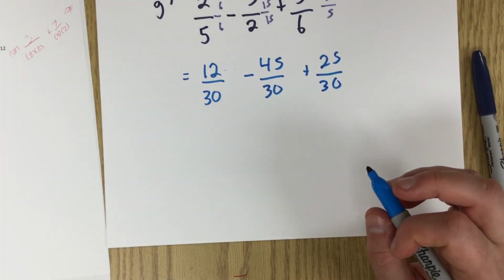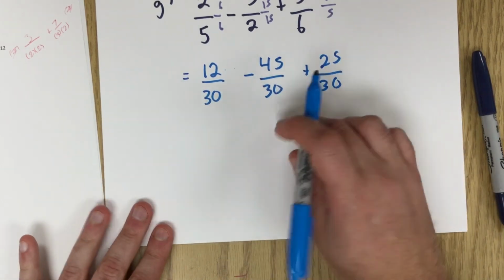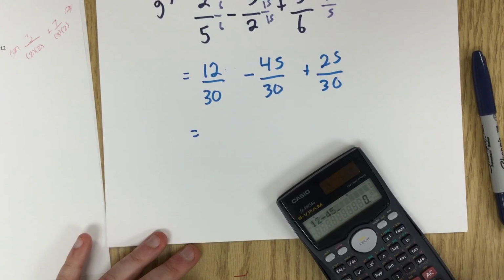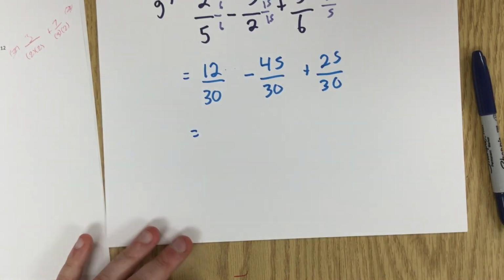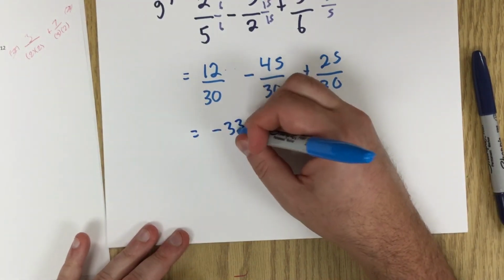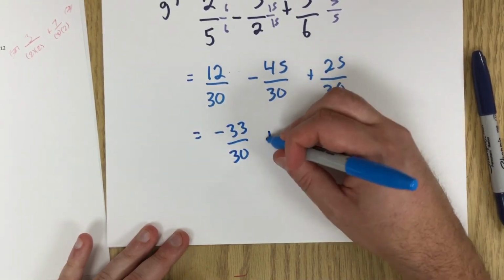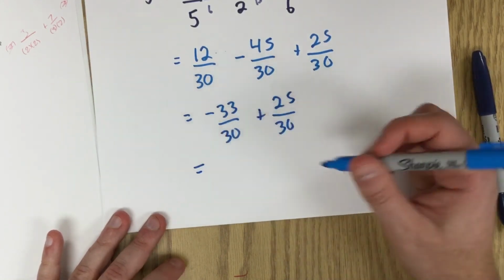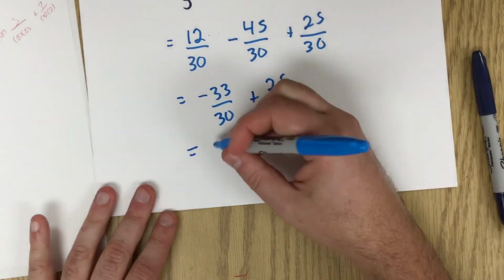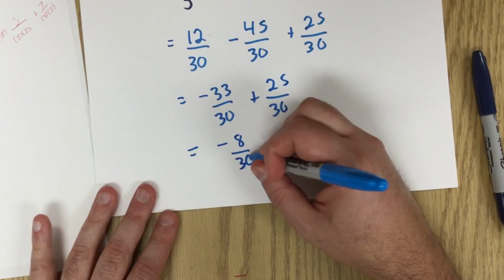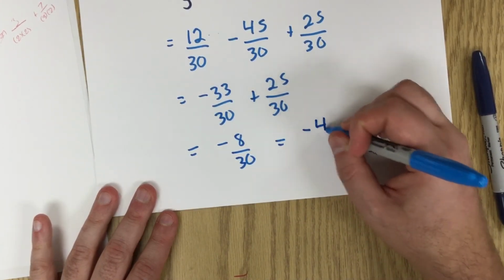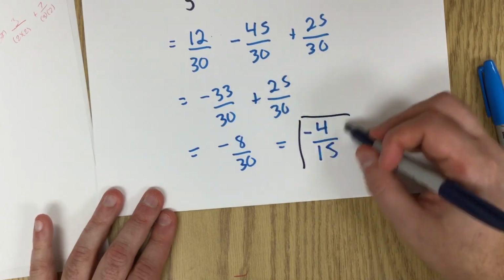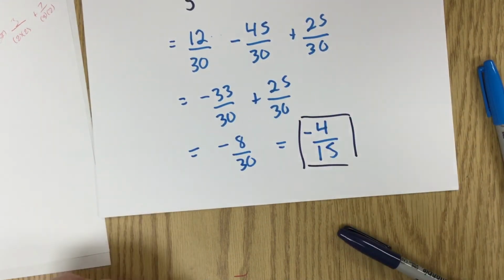So how do we do this? Well, first we subtract those two. So 12 minus 45 is negative 33. So this becomes negative 33 over 30 plus 25 over 30. Then we're going to add those. Negative 33 plus 25 is negative 8 over 30, which is minus 4 over 15. And there we go. That's fractions.